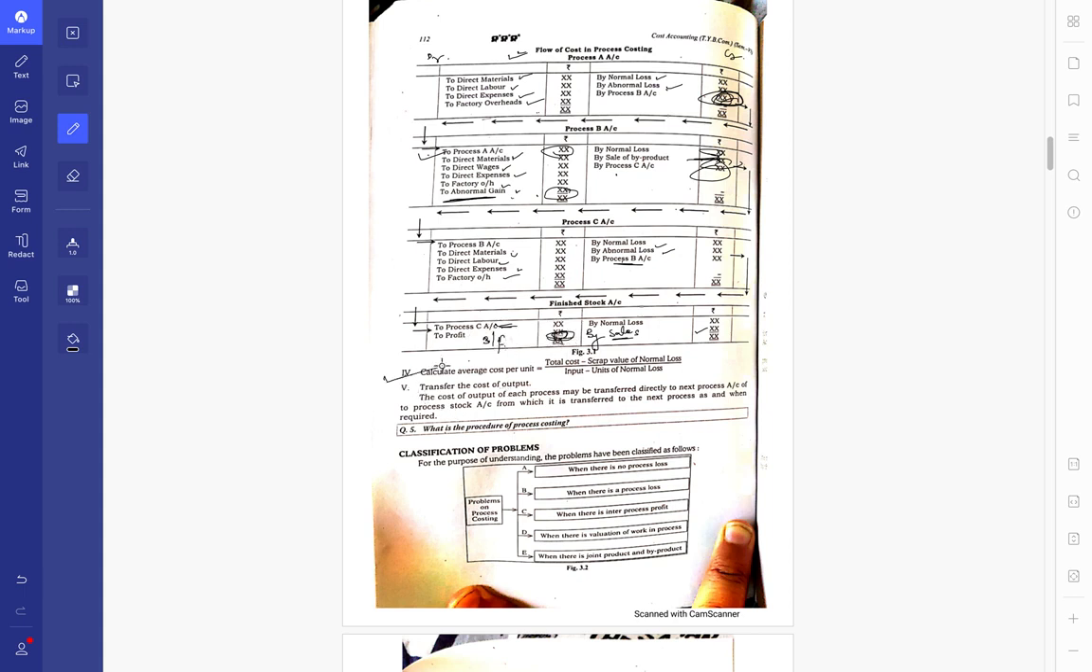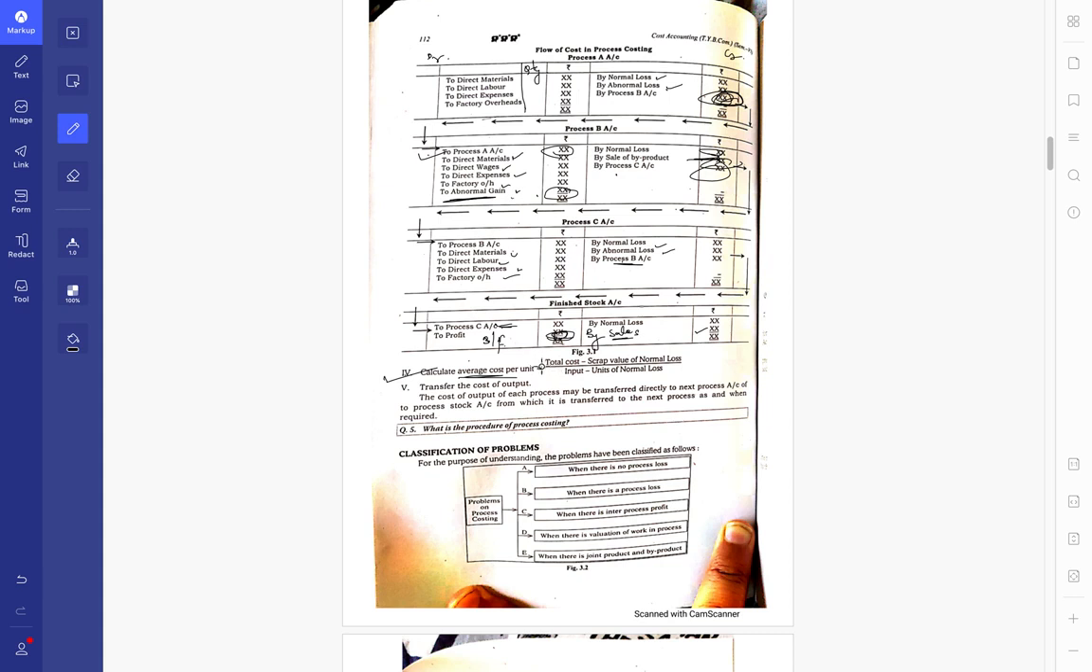Now we need to calculate average cost per unit, and this is mostly done because there is another column in our question always we need to make, which is the quantity column. You have the rupees column, you need to also make the quantity column. Not only in one process account, but in all of them you need to create the quantity account. So how to calculate the average cost per unit?